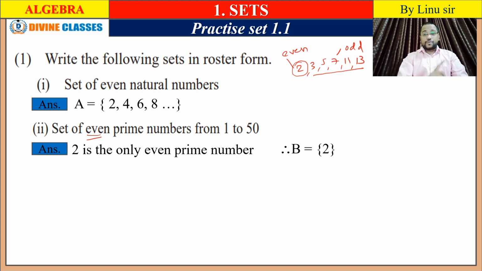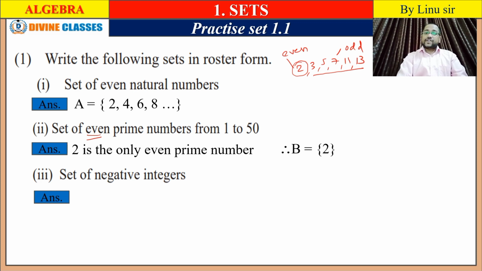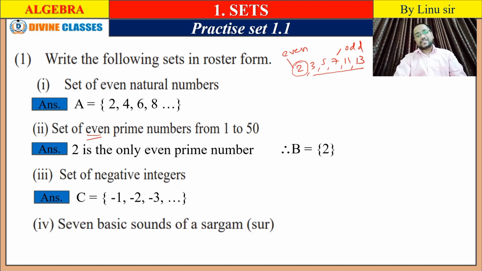I hope you all know how to write the listing method. First you have to write curly brackets. First the set name in capital letter is equal to, in curly brackets you write the elements separated by commas. But here only one element is coming, therefore we write B is equal to, in curly brackets, 2. Third question, set of negative integers. We have to write -1, -2, -3, dot dot dot, inside curly brackets.